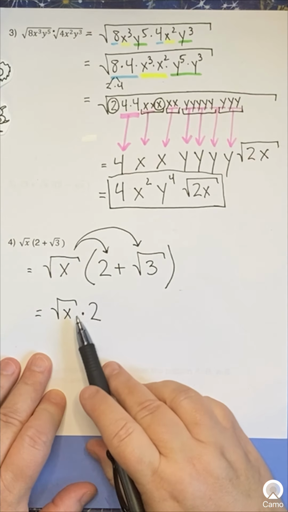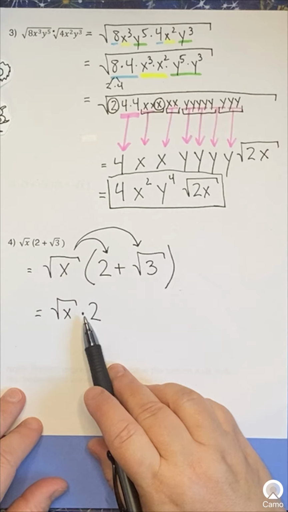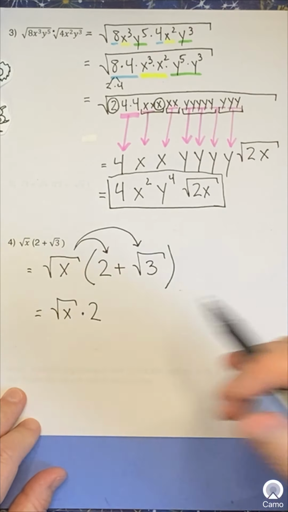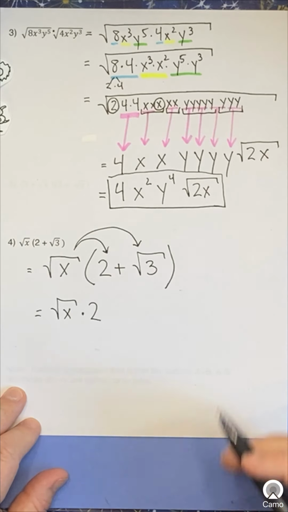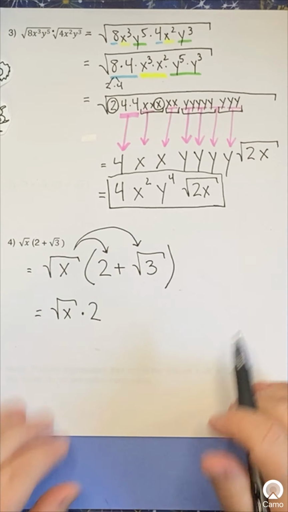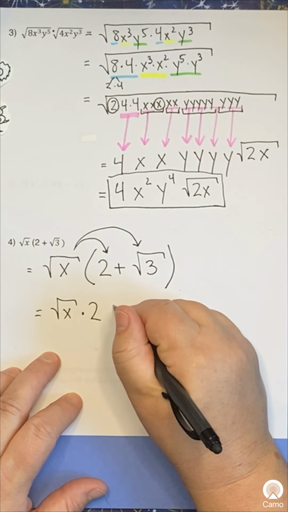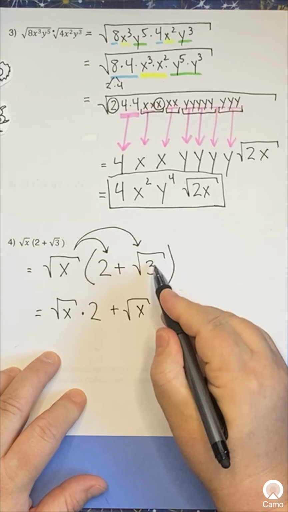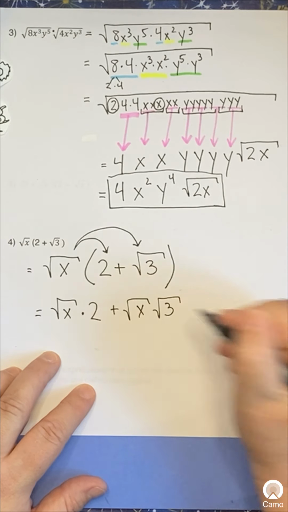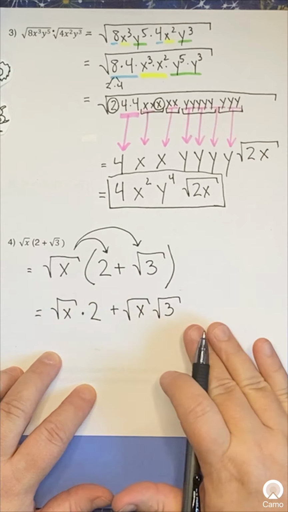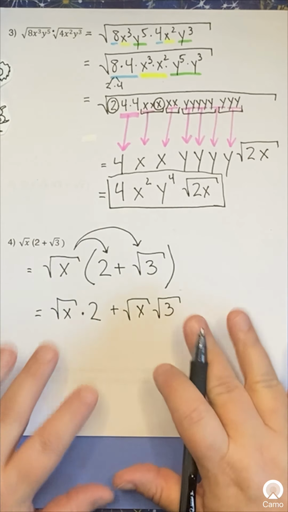Now, I'm going to do a times in the middle. You don't technically need it, but I think that if the 2 gets too close, sometimes things can get sucked into square roots if you're not careful. So I always try to be very clear with my spacing. Okay, next one. Radical x multiplied times radical 3. So far, so good? Okay. So I used the distributive property. I eliminated the parentheses. Yay!